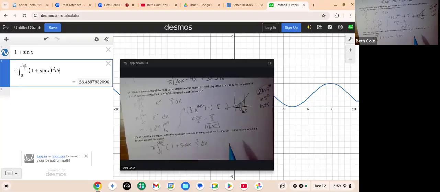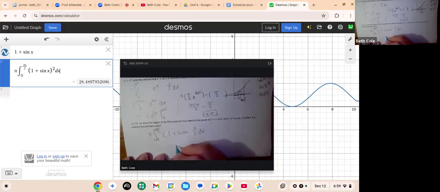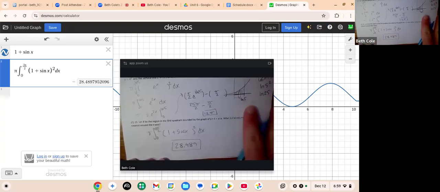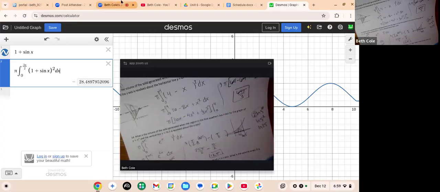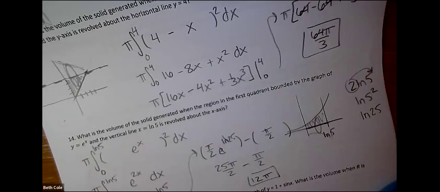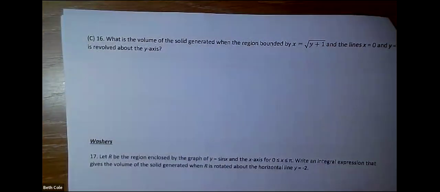All right, 28.489. All right, next one is also calculator. So I am going to just go ahead and type that in as well.